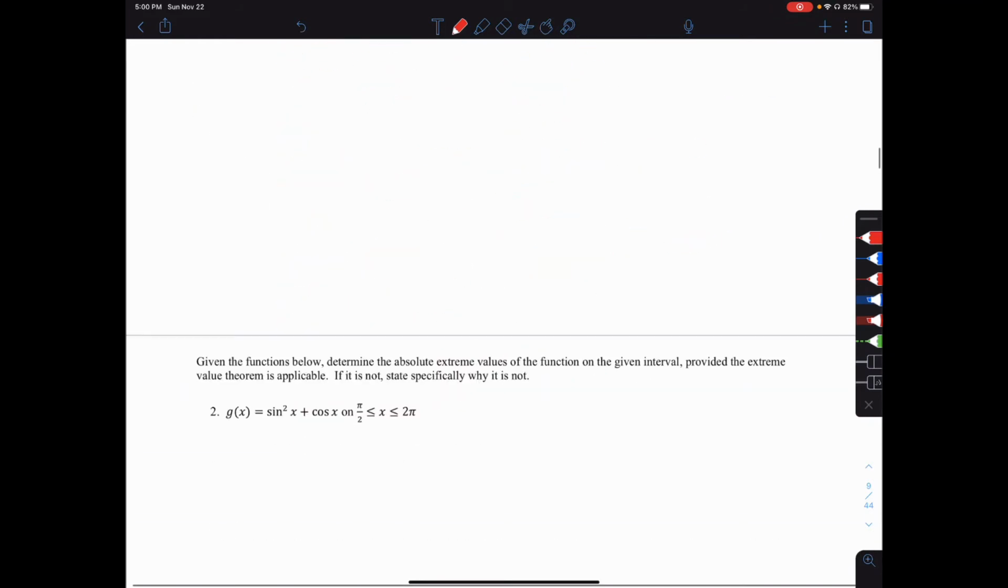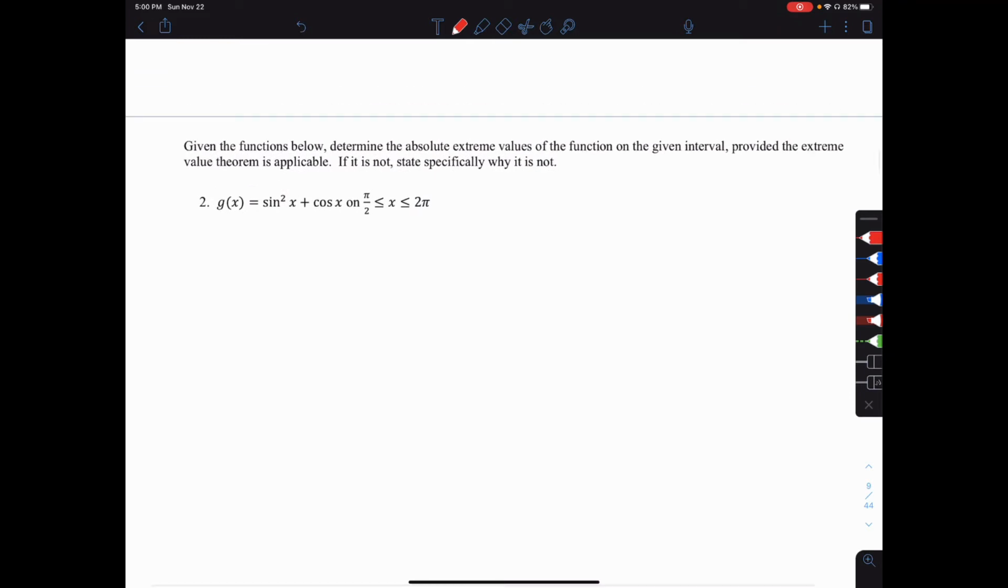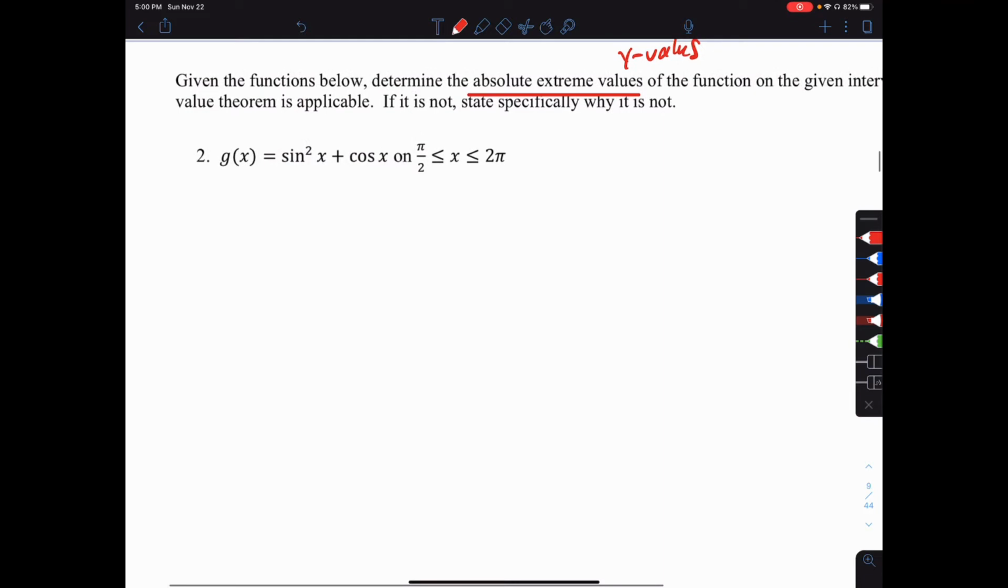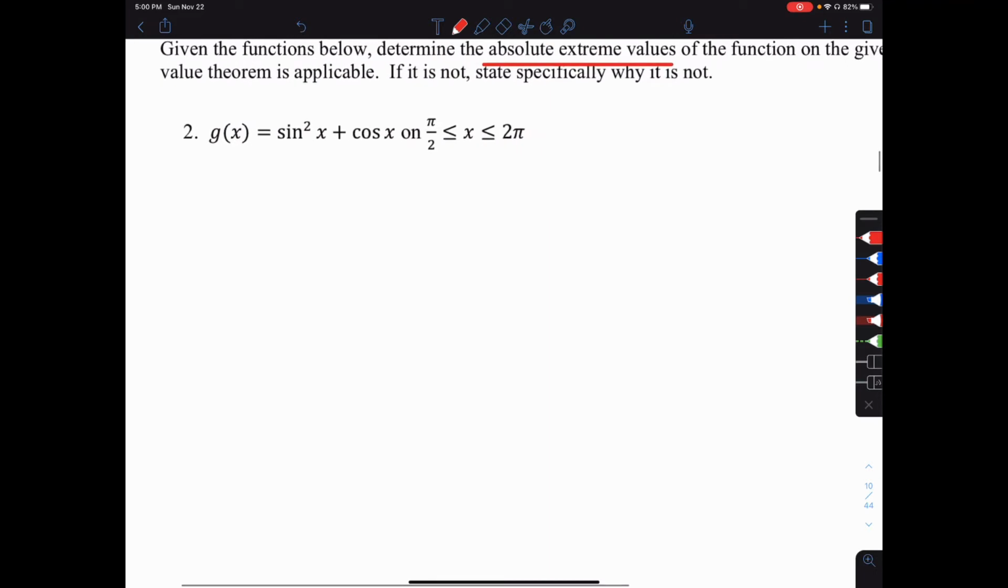Let's check out another example. Same directions. Determine the absolute extreme values. Those are y values once again. This one does not give us the freedom to use a calculator. So hopefully the calculations are going to be simple. The candidates for this, I'm just going to make my table right now.